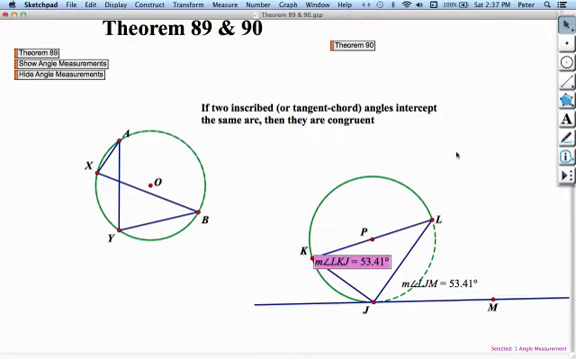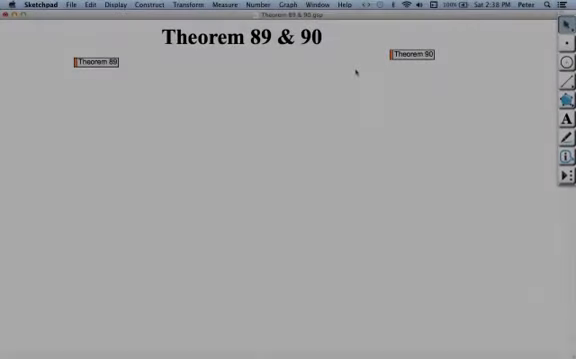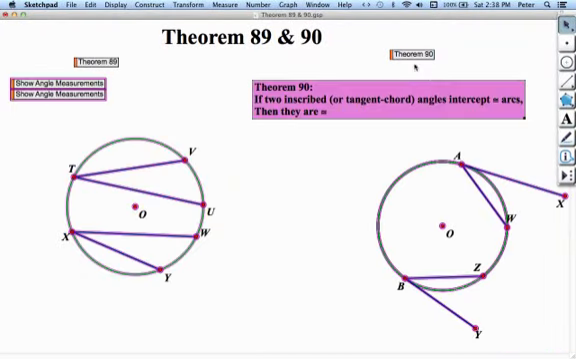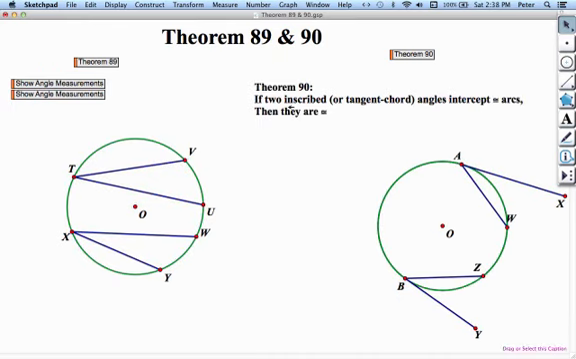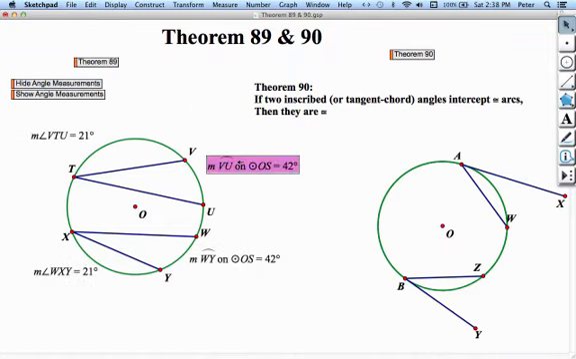Okay, let's take a look at the other two theorems for this video. Okay, Theorem 90 is very similar to Theorem 89, but instead of two angles intercepting the same arc, here two inscribed or tangent chord angles are intercepting congruent arcs. And let's look at how that affects their measure. So angle VTU is going to intercept arc VU, and WXY are going to intercept arc WY. Well, as you can see, those two arcs are congruent.